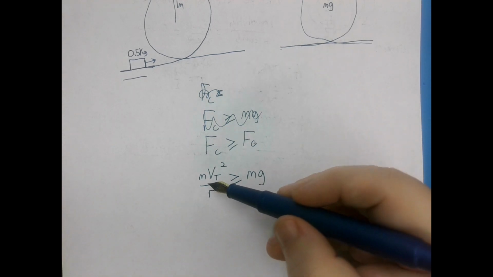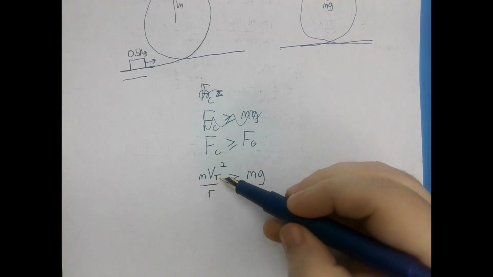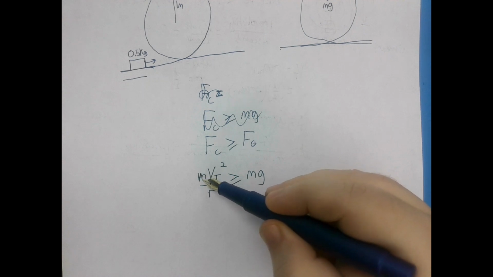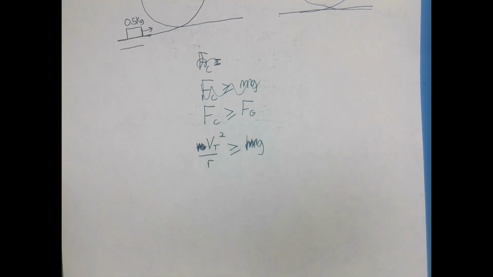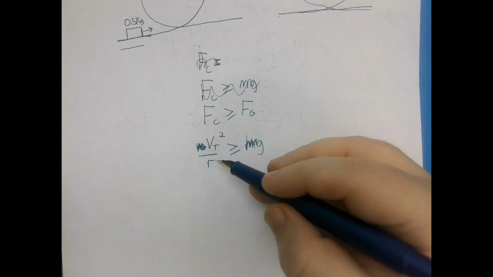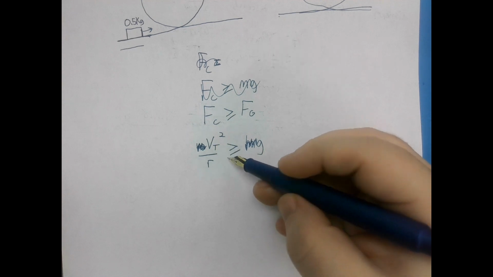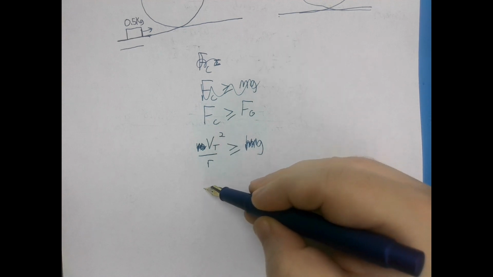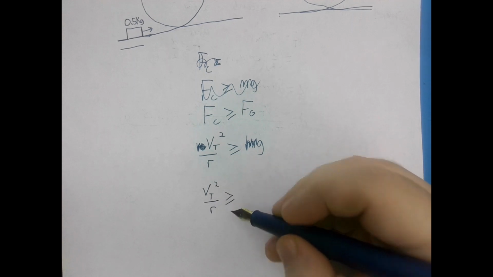First thing, as I've taught, if you have the same variable being multiplied on both sides, you can divide by that variable to get rid of it. So dividing by m cancels out the mass on both sides. So the mass is irrelevant. That's because everything accelerates down at the same rate, regardless of mass, at least if it's due to gravity. So that means that velocity squared over r has to be greater than or equal to g.